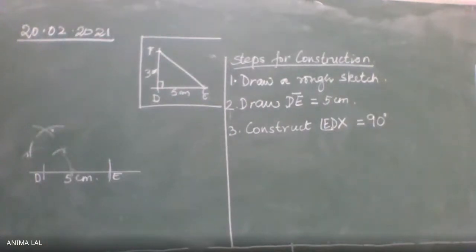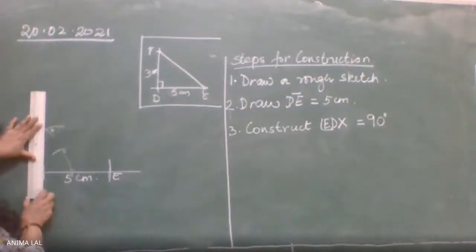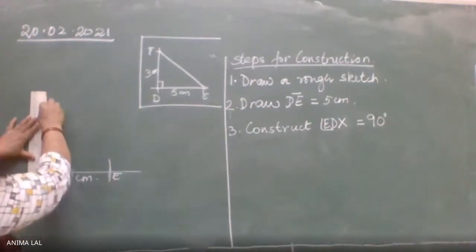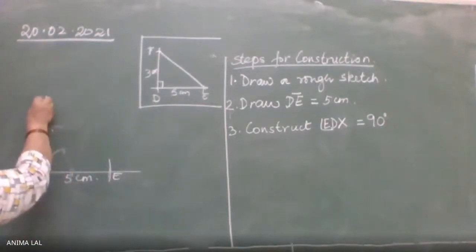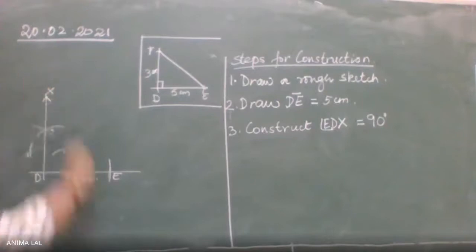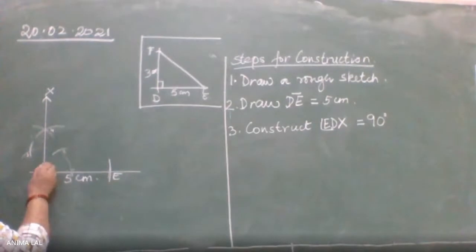Join this point with a ray that is DX. Or D, yes, we've written it as X. Mark it as a ray DX. If you measure the angle, this angle will be 90 degrees.